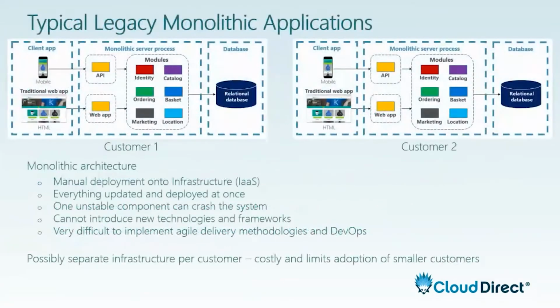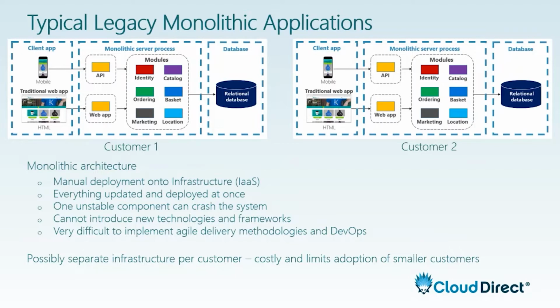So let's consider an old school application, one of those 2-3 tier type applications. You've got your app running on a virtual machine. Generally a monolithic architecture has manual deployment onto infrastructure, so infrastructure as a service in the cloud world. Everything's updated and deployed at once.